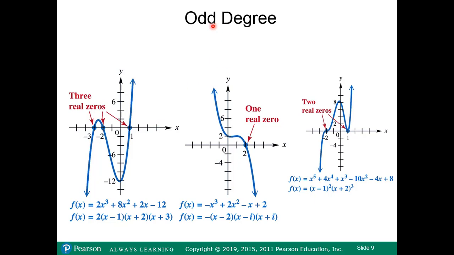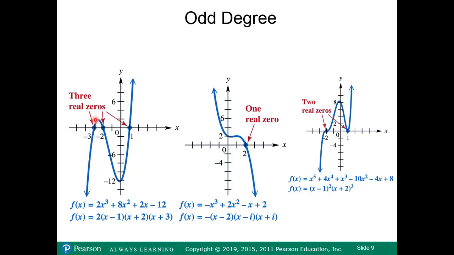So here we have odd degree, right? This is an odd degree polynomial. This is a cubic function, right? Notice that it intercepts here, here, here. So there are 3 real zeros. Here we have a graph that's an odd graph, and it has 1 zero. Okay? So this one only has 1 zero. And this one has 2 zeros.